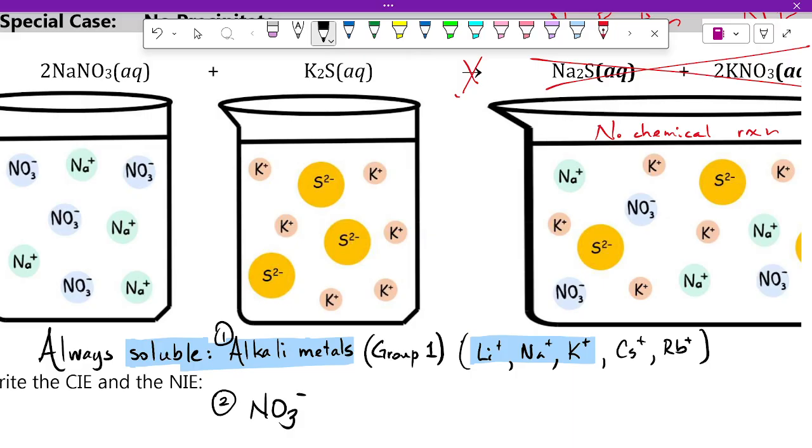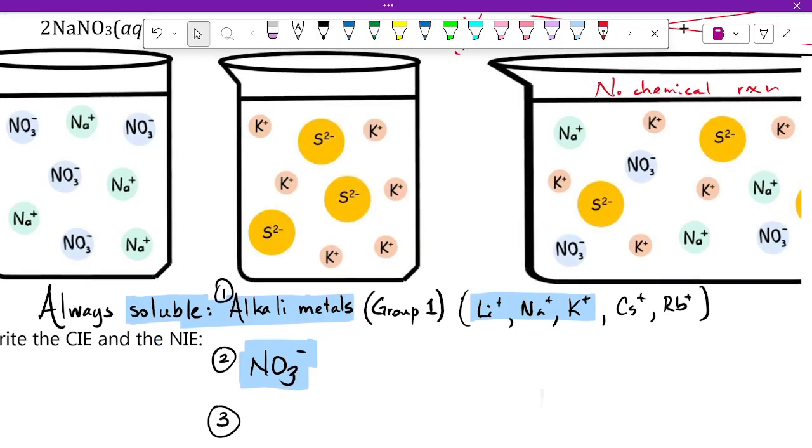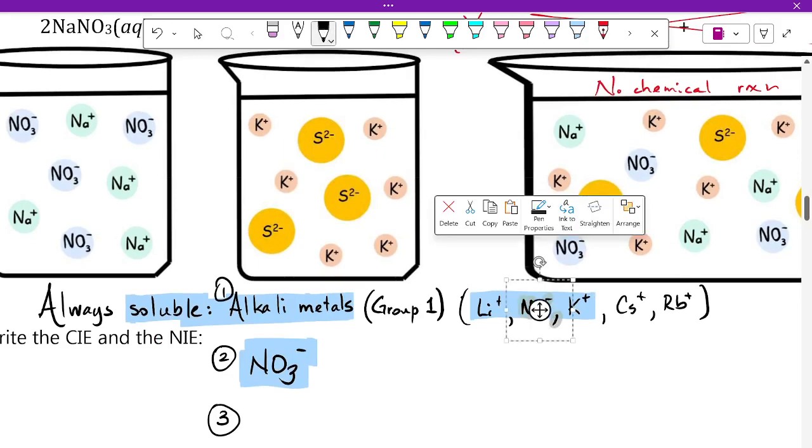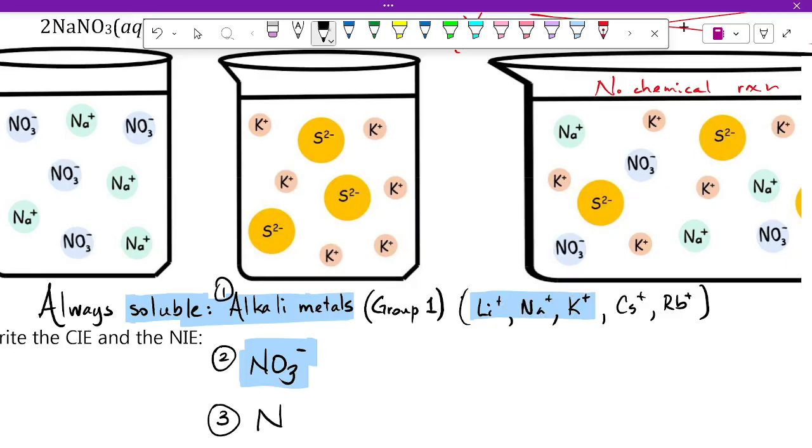Okay? And there is a third one. Anyone know the third one? It's less important than the first two. NH4+, ammonium. The reason it is less important is that we will be using the alkalis and the nitrates to pair up with other ions to make sure we don't get any side reactions happening.